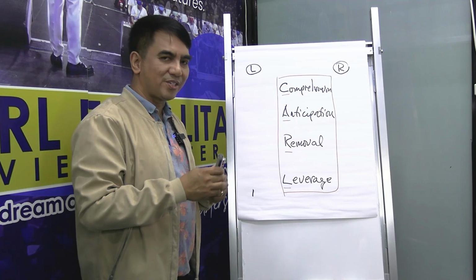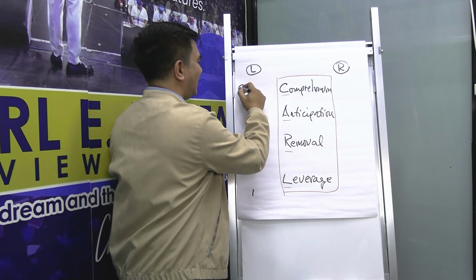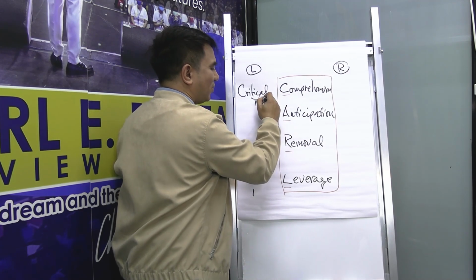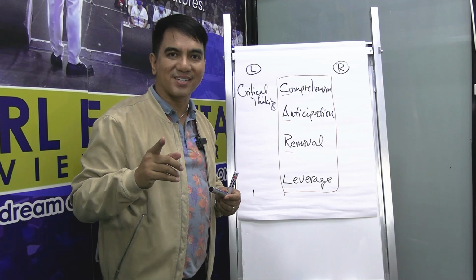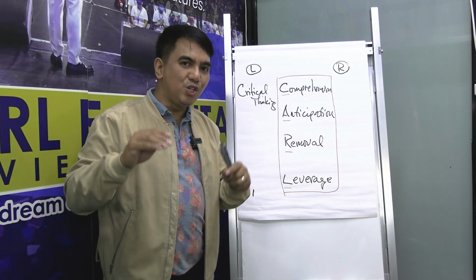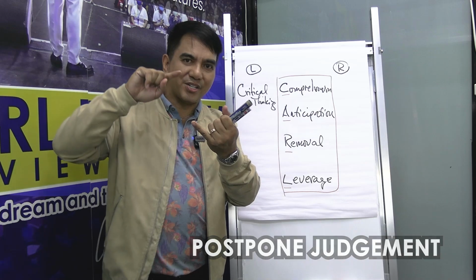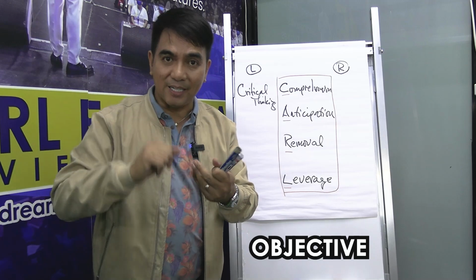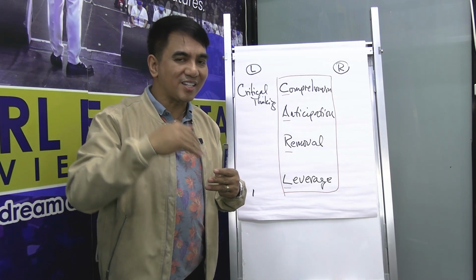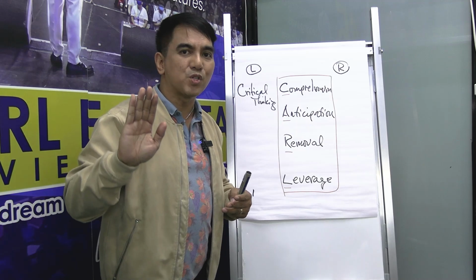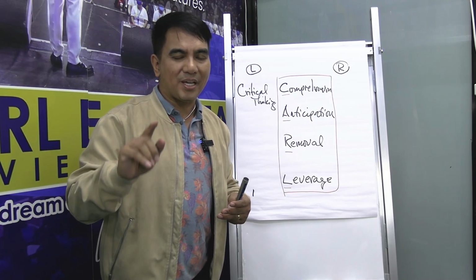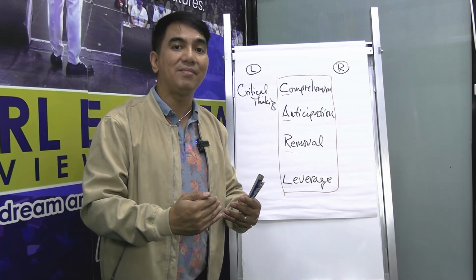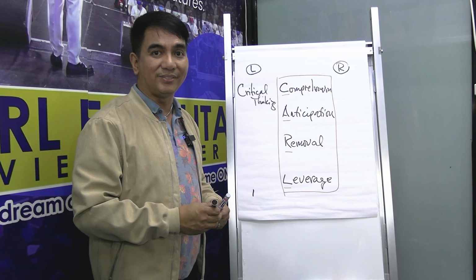Now, for comprehension to take place, you have to have what we call critical thinking. Critical thinking is what is actually lacking among many test takers. Critical thinking is when you postpone judgment because you want to gather more evidence, because you need to be objective. I repeat that. A critical thinker does not jump into a conclusion but would rather postpone, delay judgment, because that person still wants to see what's there as evidence objectively available.